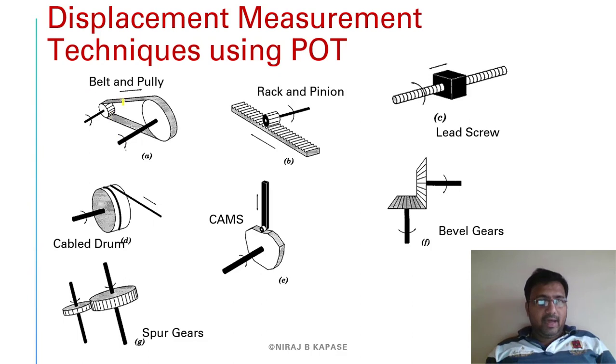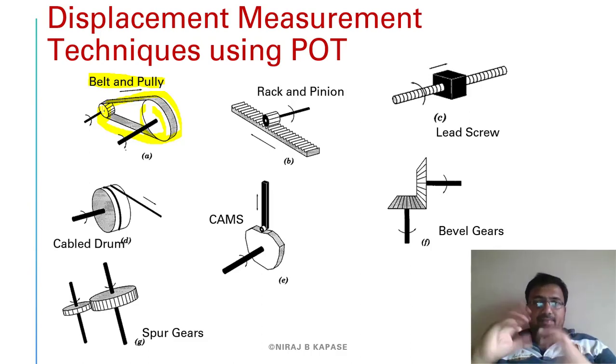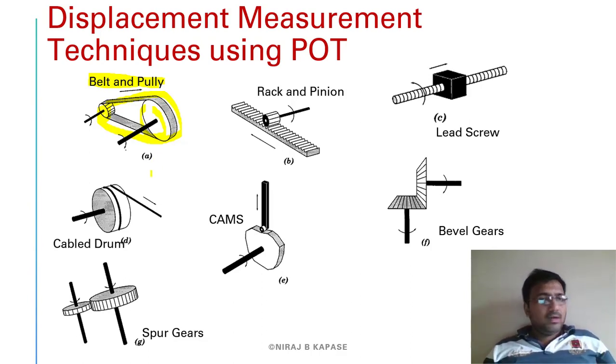Here it is first type, that is belt and pulley method. So in this belt and pulley method, the potentiometer is attached here, and we have a pulley and a belt over it. Whenever this rotates, and we need to measure a displacement, this changes and this also rotates the potentiometer as well, and because of that we can measure the displacement. So it is again for a short span of displacement. So this way you can use potentiometers, that is belt and pulley method.